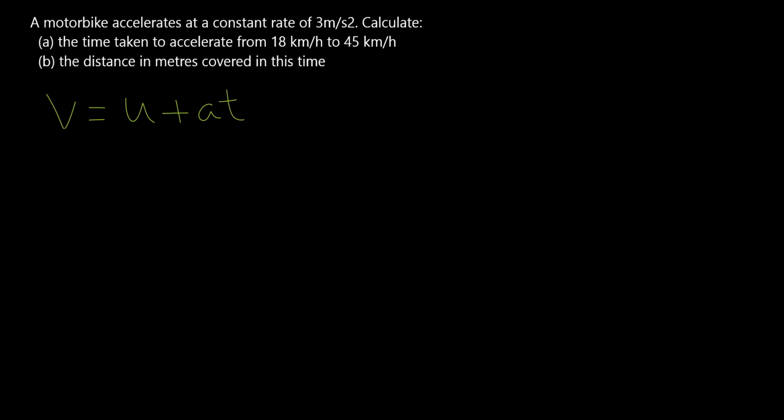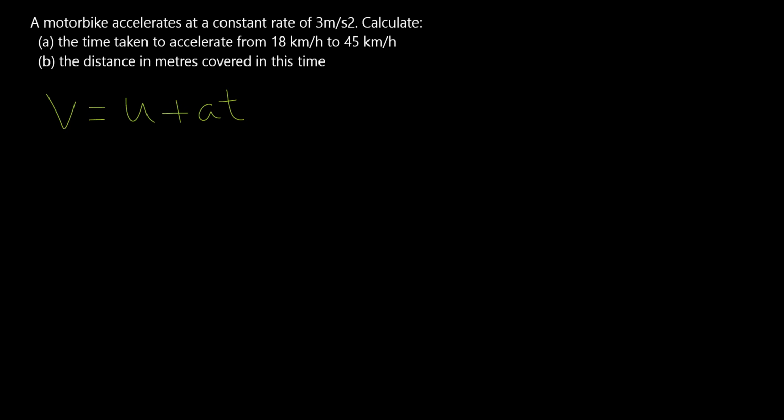But we do need to be careful because the initial velocity and the final velocity are given in kilometers per hour, but we're asked to calculate the time using an acceleration of meters per second squared. So we have two units here, meters and kilometers. So we better convert the velocities to meters per second before we continue.